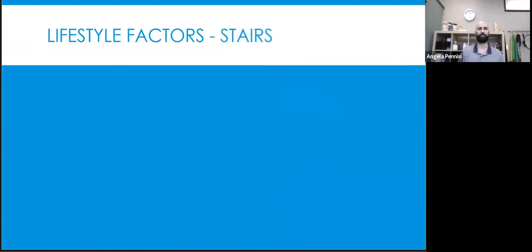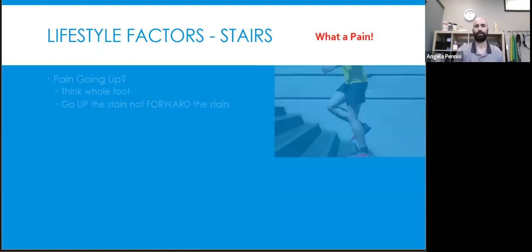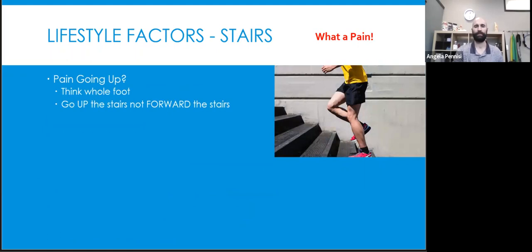Let's see, stairs. I think stairs are a big thing I talk about with almost everybody I see related to knee conditions, whether going up or down. Most people that have knee issues are going to have some limitation on stairs. So here's a quick, what a pain, right? Because it's commonly a pain. If you have pain going upstairs, one of the tips that I give that tends to be probably most impactful is thinking about your entire foot going on the stair.